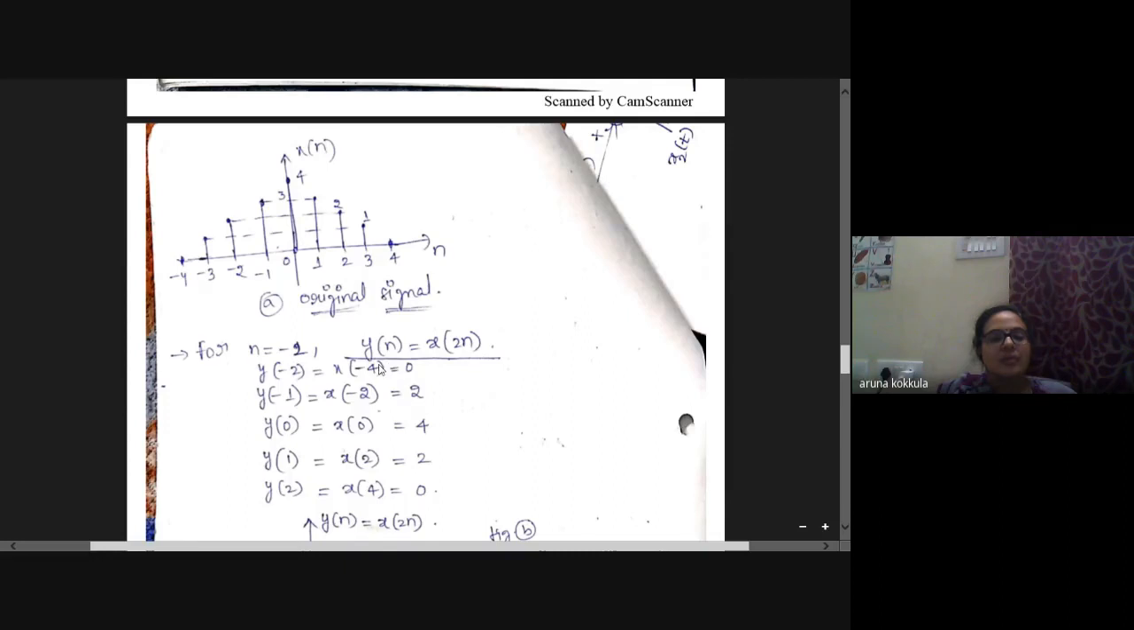Consider n is equal to minus 2. Try to equate 2n is equal to minus 3. n is equal to minus 3 by 2. It's a fractional value, so it is not going to be considered. 2n is equal to minus 2, so n is equal to minus 1. Minus 2 is shifted to minus 1. Because the scaling factor is greater than 1, your signal is going to shrink by the factor 2.